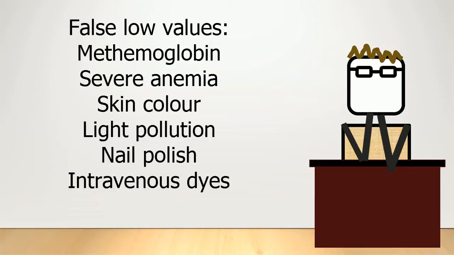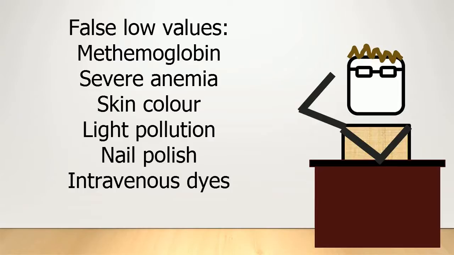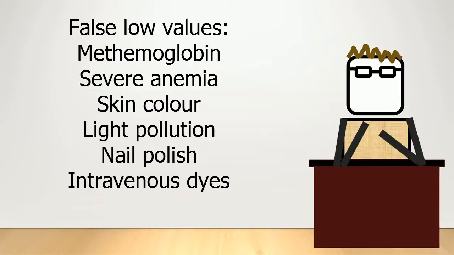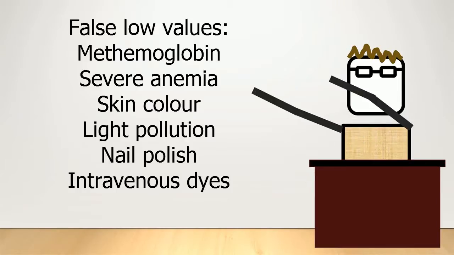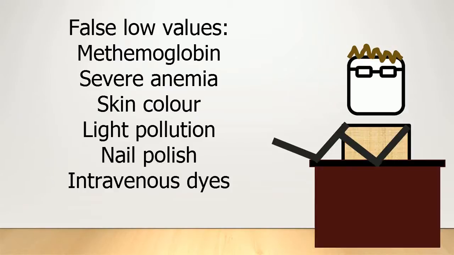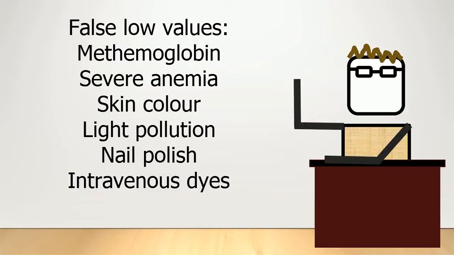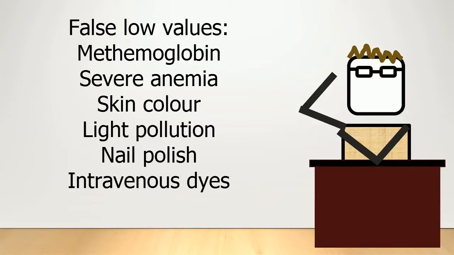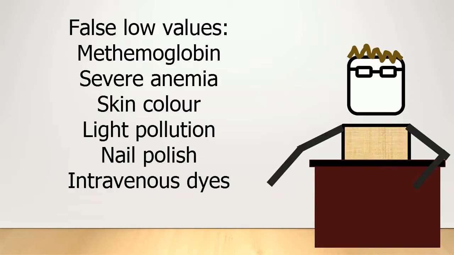Some causes of falsely low readings include methemoglobin, severe anemia, skin pigmentation, light pollution, nail polish, and intravenous dyes. Rarely, there are patients who are born with a condition or are exposed to toxins that cause methemoglobinemia. This is essentially a proportion of the hemoglobin that is inactive and is unable to bind to oxygen. The problem is that it absorbs light in both wavelengths, so the pulse oximeter misinterprets the information it receives at the detector, and it can cause either an artificially high or low oxygen saturation.